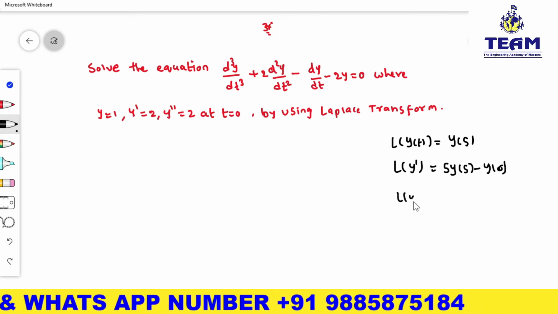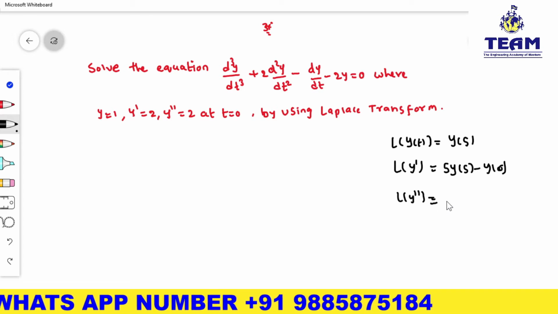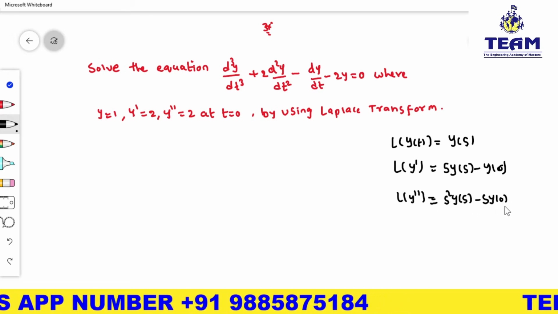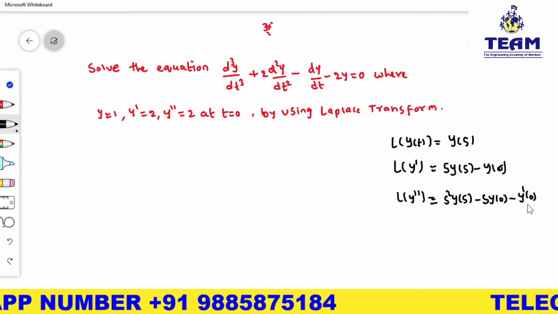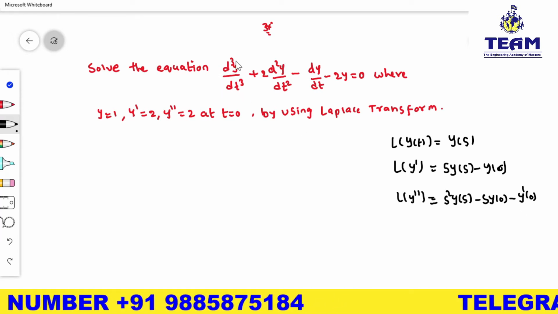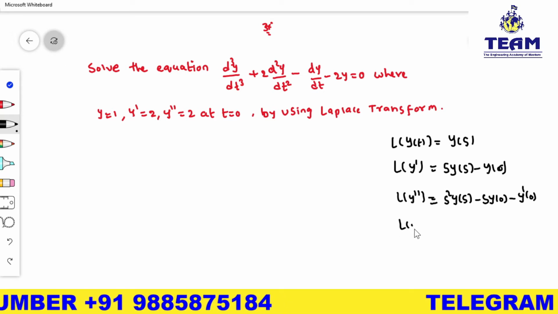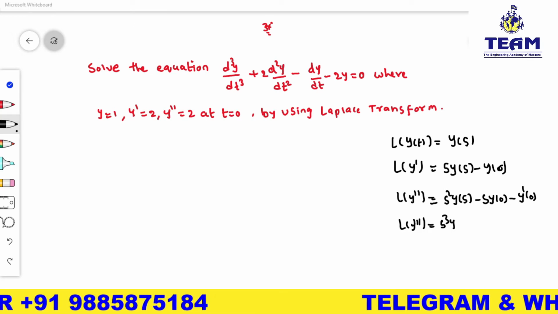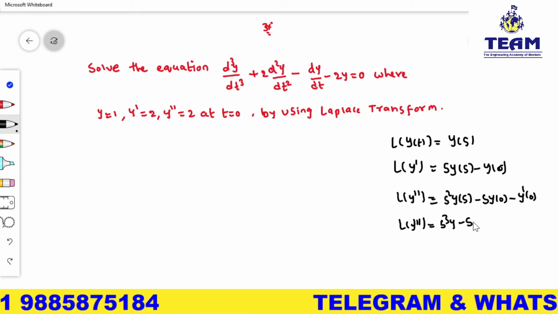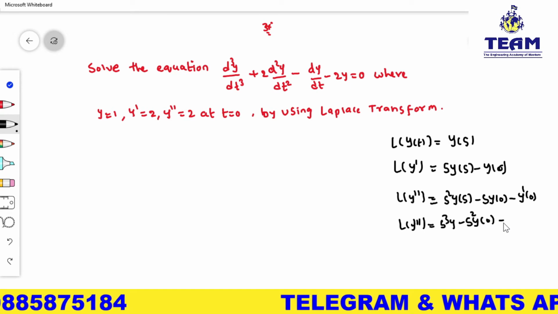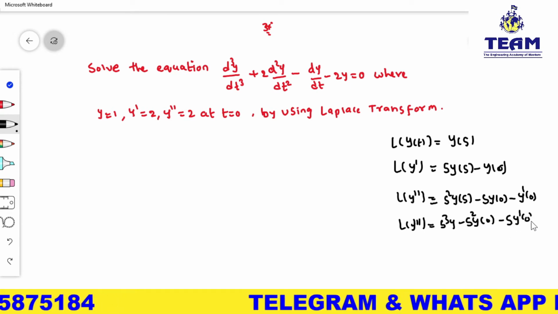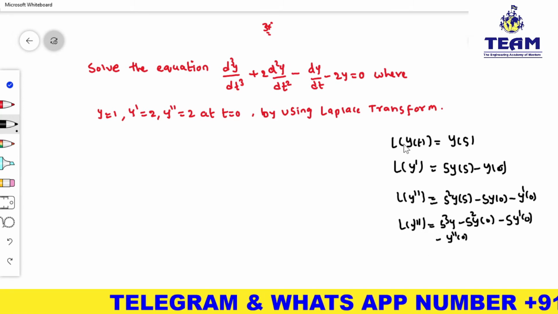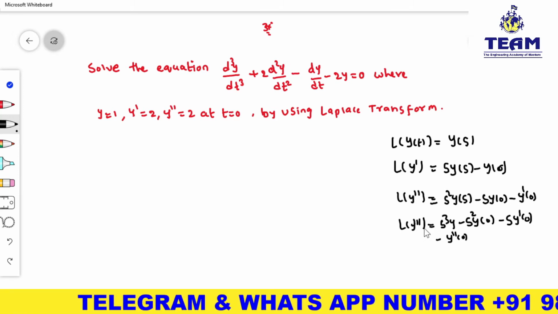Next, L of y double dash. Y double dash means s square into Y of s minus s into y of 0 minus y dash of 0. Friends, here you have a third order derivative, so you require L of y triple dash also. That is s cube into Y of s minus s square into y of 0 minus s into y dash of 0 minus y double dash of 0. So these are the Laplace transformations of derivatives.